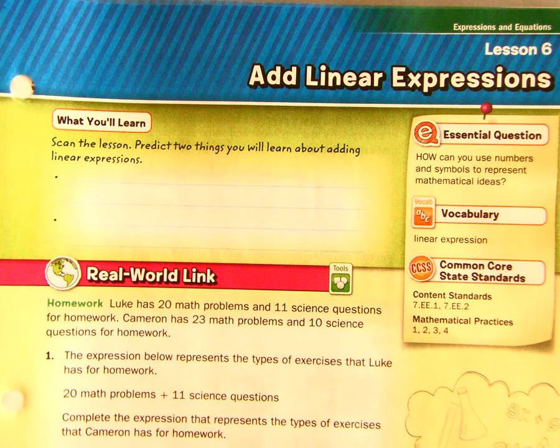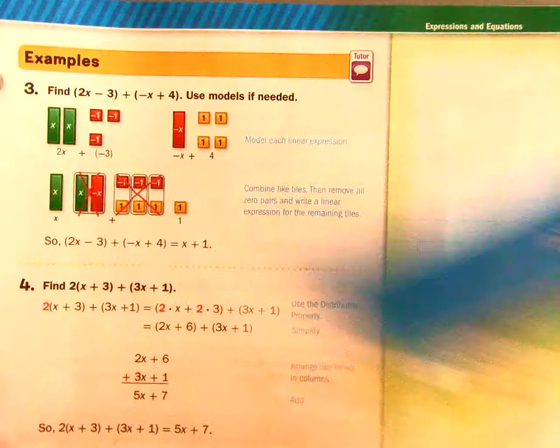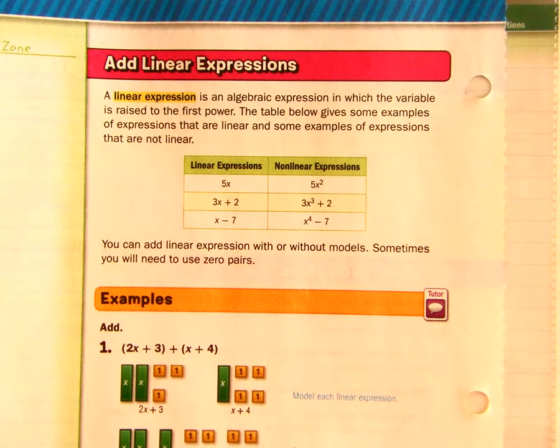Lesson 5.6, Add linear expressions. A linear expression is an algebraic expression in which the variable is raised to the first power. You can add linear expressions with or without models. Sometimes you will need to use zero pairs. Again, a zero pair is when we take a positive and a negative, pair them together, and there's nothing left.